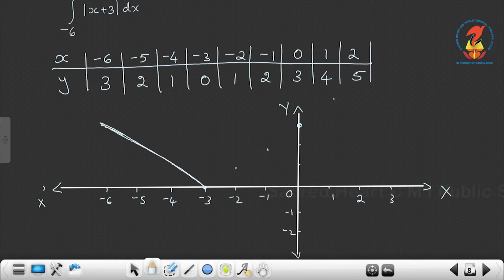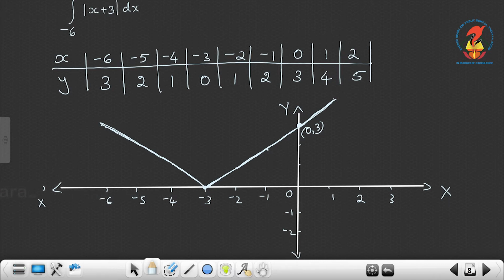It's a straight line, passing through 0, 3. Cutting the y-axis at 0, 3 and the x-axis at minus 3, 0. So this is the graph of y is equal to mod x plus 3.